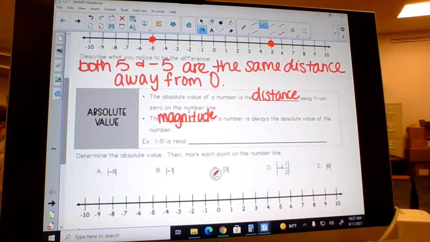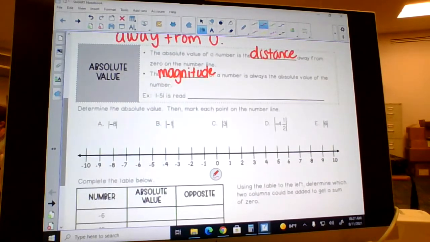And one thing we're going to add on here that's not on here is absolute value is always positive. And I would probably put a star next to that like I did there. Okay? Absolute value is always a positive number.